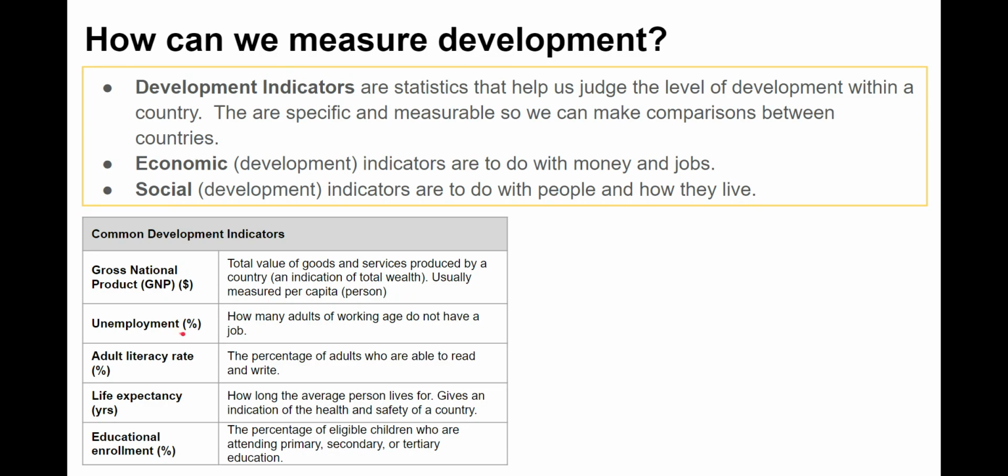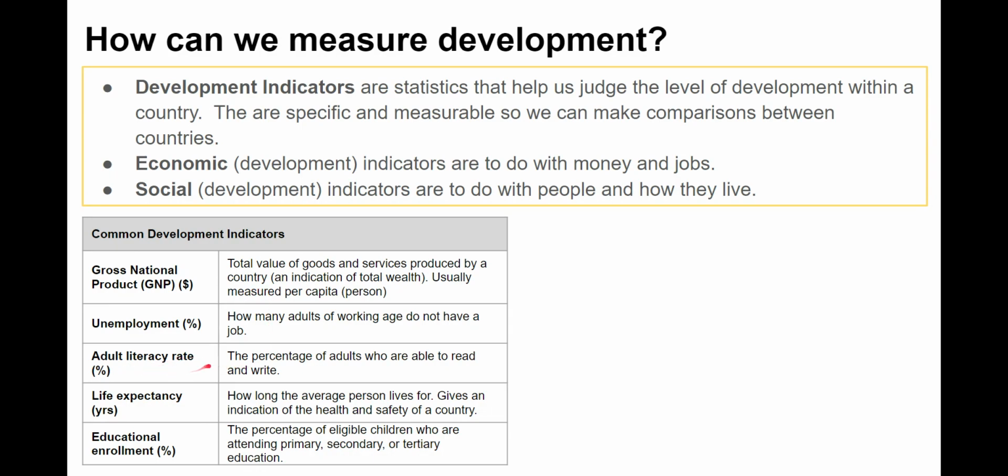Unemployment rate, measured in a percentage, that means how many adults of working age do not have a job. The higher that number, the fewer people have jobs. If fewer people have jobs, that probably means they're making less money, and therefore the country isn't so rich.